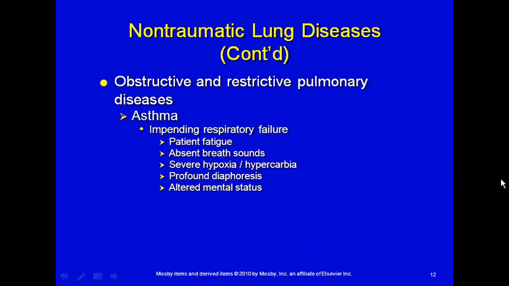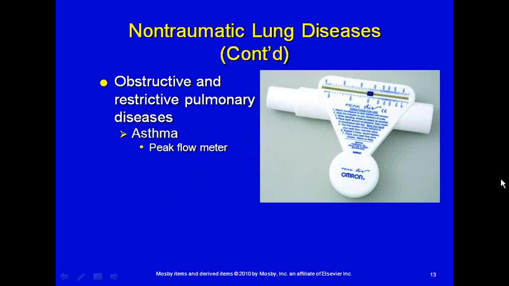Absent breath sounds if they're not moving enough air, severe hypoxia, SATs less than 84%, severe hypercarbia, end-tidal CO2s greater than 60, profound diaphoresis, altered mental status. All these are signs of impending respiratory failure.